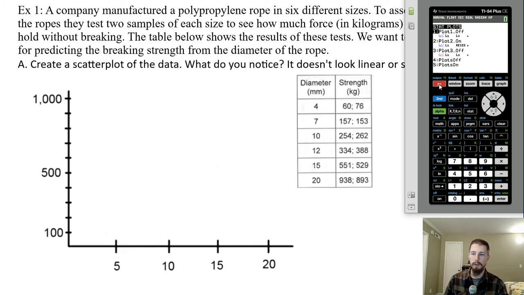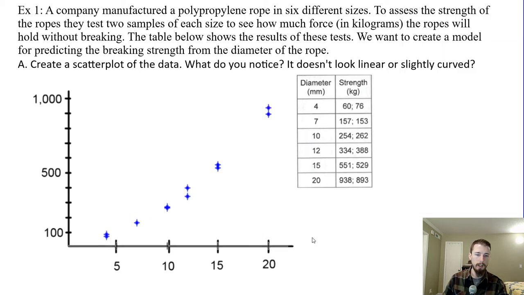So go to second y equals. I'm going to turn the plots off, which is the 4th option, and then go back into there. And I'm going to turn on the first plot, do a scatter plot from list 1 to list 2. That's my X and my Y list, and then go to zoom and 9 to graph that out. Okay, so I shouldn't have the model on there yet. That's a bit of spoilers. So anyway, that is our scatter plot, and when we graph it out, it looks like this.